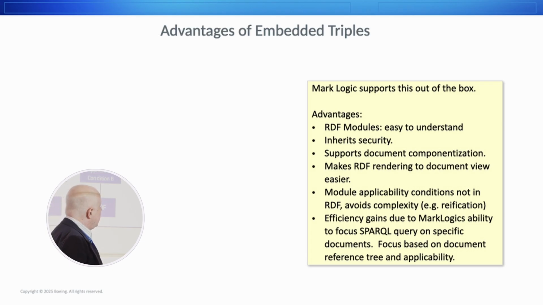Another thing is applicability conditions. A lot of times if you try to model applicability conditions in RDF, you end up making RDF statements about other RDF statements. It's called reification, and that's complicated to work with. So we're taking most of those conditions and moving them outside of RDF, and in this document framework it works nicely. And then the efficiency gains. So for all those reasons, that's why we're using embedded triples.